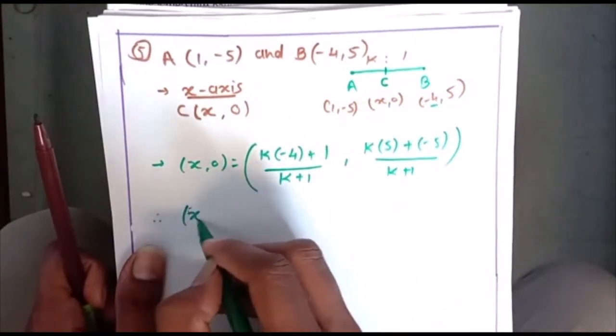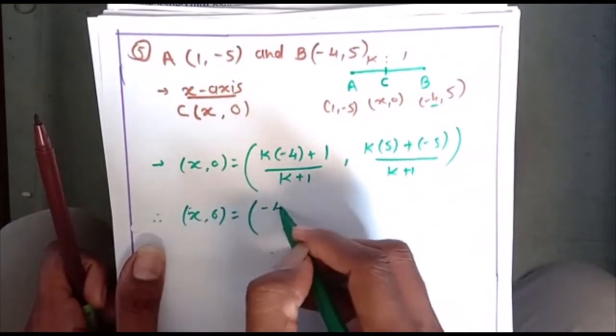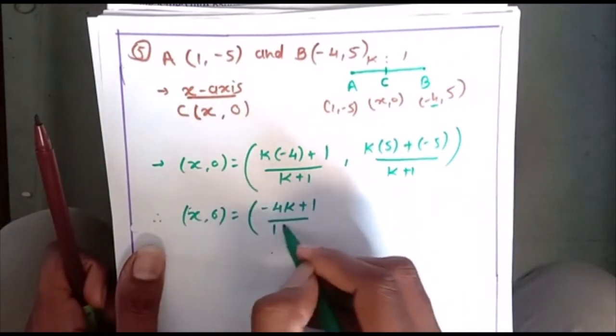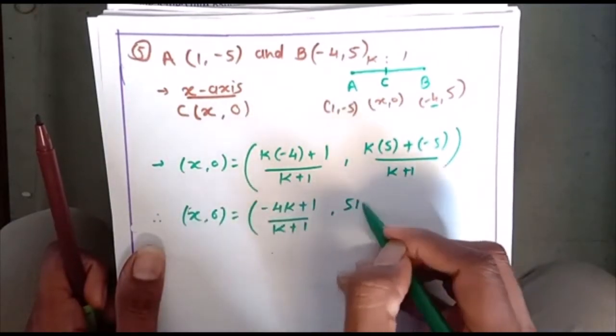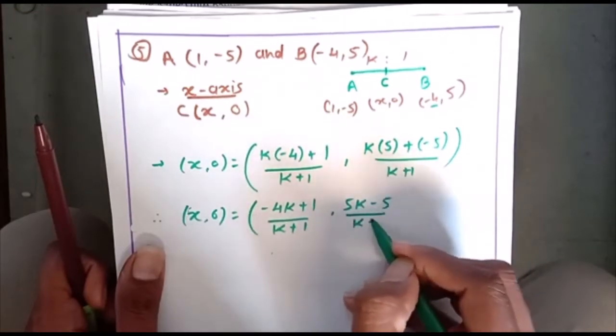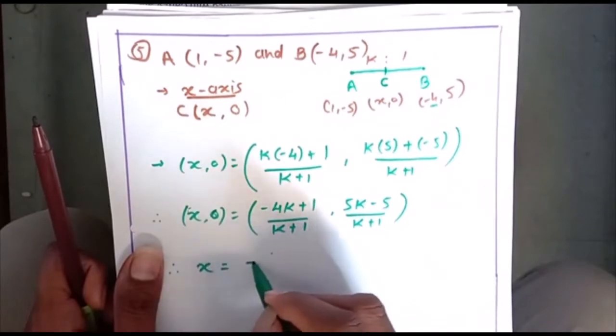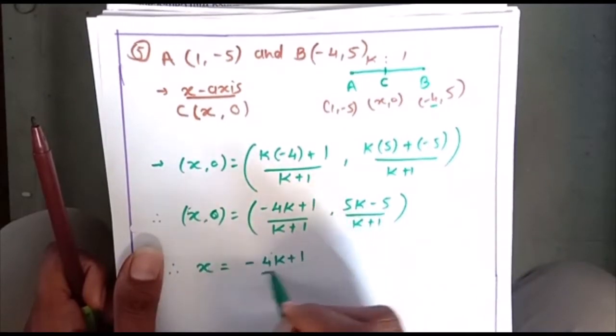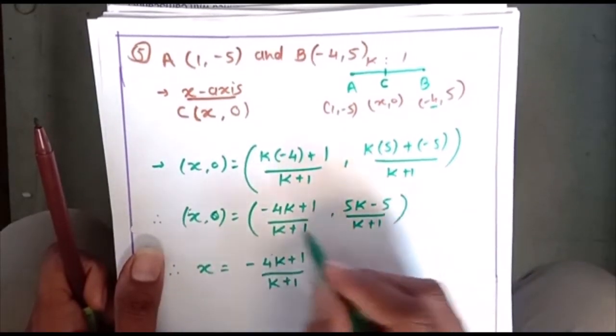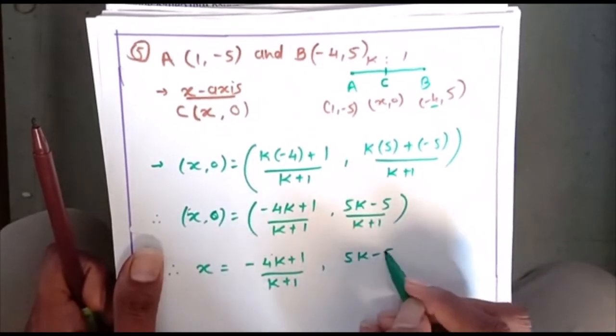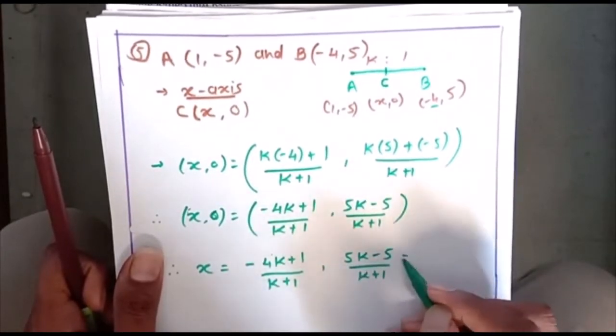Now expand: (-4k plus 1) divided by (k plus 1), and here (5k minus 5) divided by (k plus 1). Comparing on both sides, x equal to (-4k plus 1) divided by (k plus 1) and (5k minus 5) divided by (k plus 1) equal to 0.